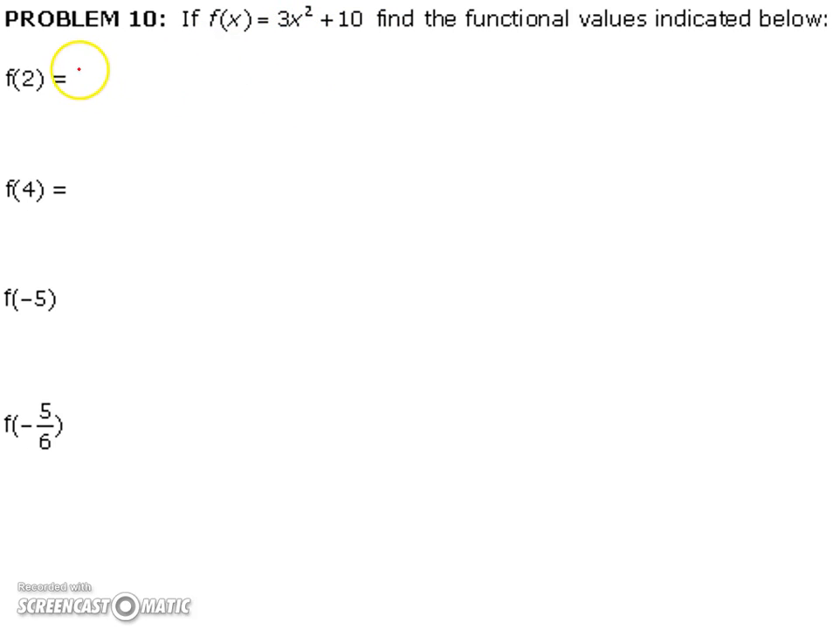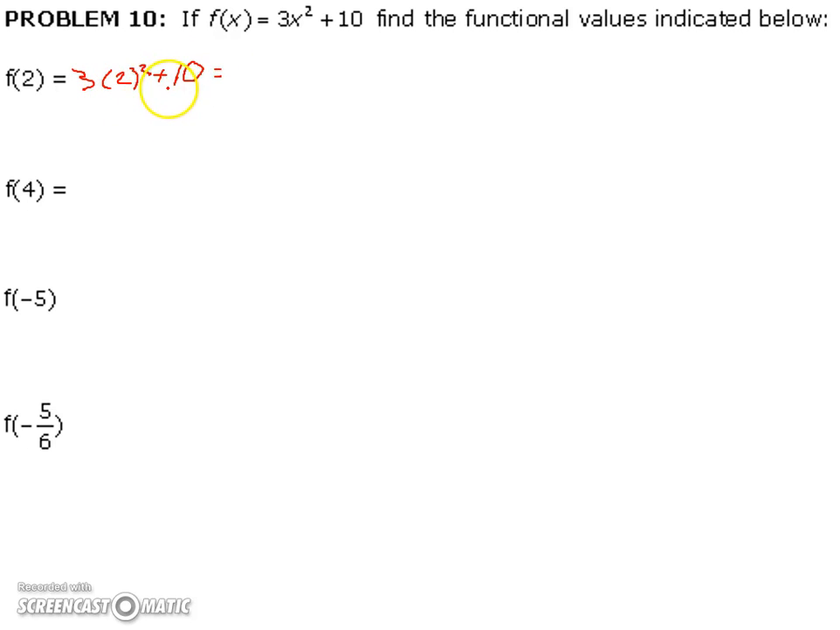Okay, so we're going to have 3 times 2 squared plus 10. Notice I put the input in parentheses. That will save you from making mistakes when you're dealing with negative inputs down here, like with negative 5, if you put it in the parentheses, especially if you're trying to use a calculator to help you solve these. It will prevent you from making a mistake on the calculator.